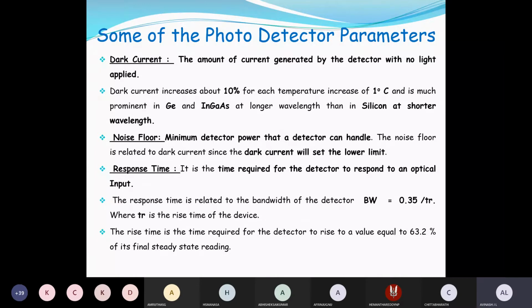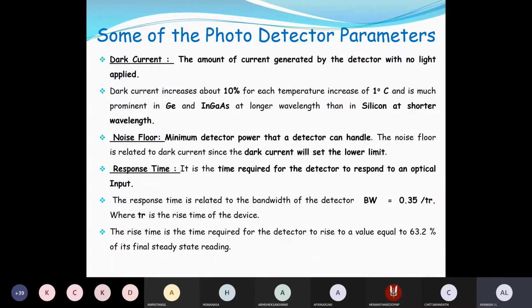When you're talking about response time, it is the time required for a detector to respond to an optical input. So that is called response time. These are very simple definitions. Response time is the time required for the detector to respond to an optical input.